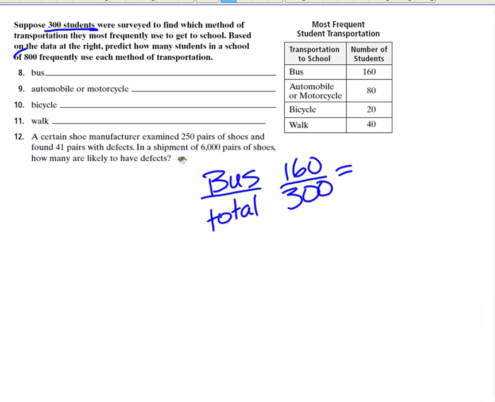Yeah, that's right. But then what we want to know is if this survey holds true, how many kids would ride the bus out of 800 kids? So what would we put on the other side? 800 on the bottom. Is it 800 bus kids or 800 total kids? Total. So we put X on top. Now you could cross multiply that, and that would probably be a huge hassle. So can we simplify 160 over 300? What can we do first?